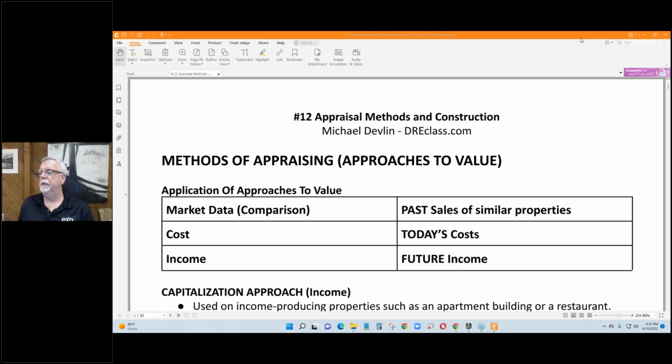Tonight is lesson number 12, and it's the last, I guess you would say, in the cycle, but a new beginning afterwards. The system just keeps repeating itself. We're doing two things tonight, really. Today we're going to be finishing off the methods of appraisal. And then we're going to move into some of the construction terms that you're likely to see on the state exam.